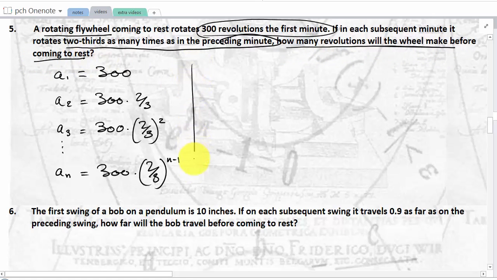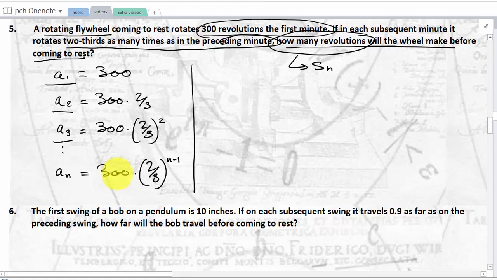So we need to understand what's going on here. How are we going to do that? How many revolutions will it make before coming to rest? So how many revolutions is telling me, hey, I've got to compute a sum right here, right? How many revolutions? I'm going to add revolutions. This is the number of revolutions during the first minute, the second minute, the third minute. So I need to add revolutions.